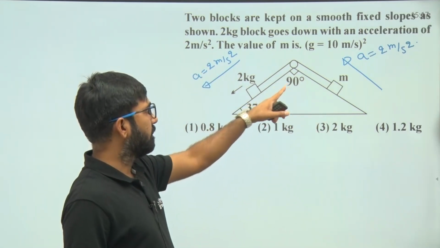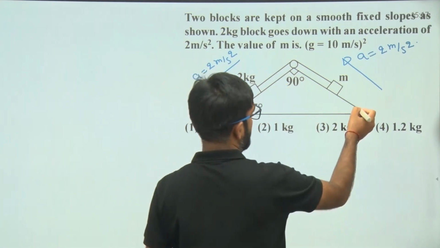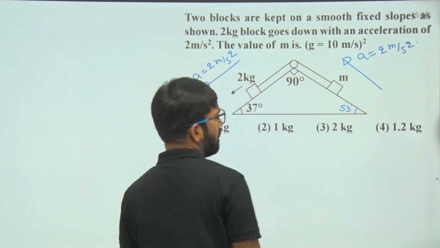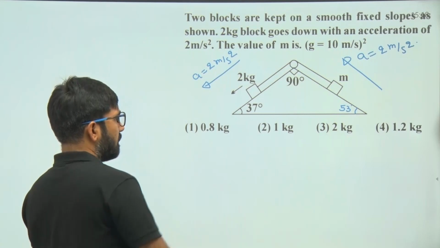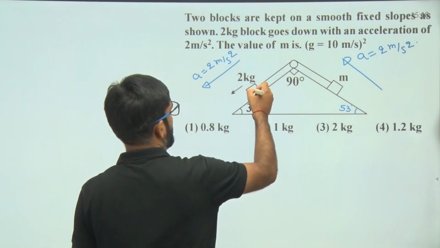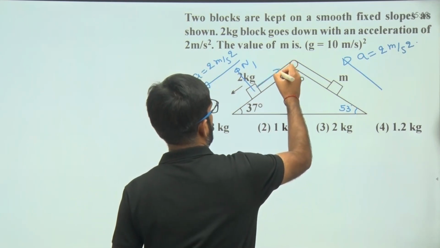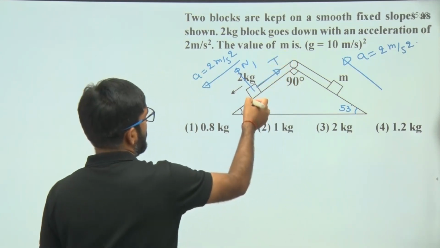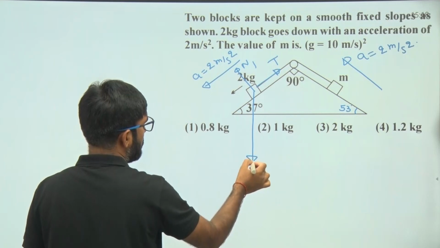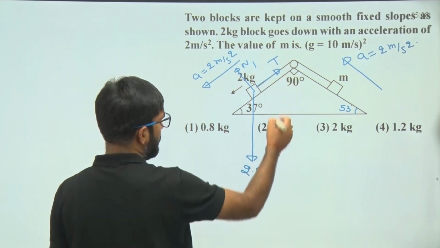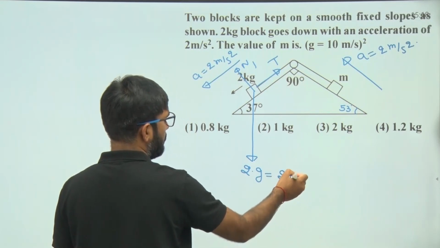This angle is 90 degree, this angle is 37 degree, then this angle will be 53 degree. Right angle triangle. Draw the FBD of 2 kg block. Suppose normal N1 in this direction, tension T in this direction, mass is 2 kg, then gravitational force is m into g, that means 2 into g. Value of g is given 10 m/s², then this will be 20.